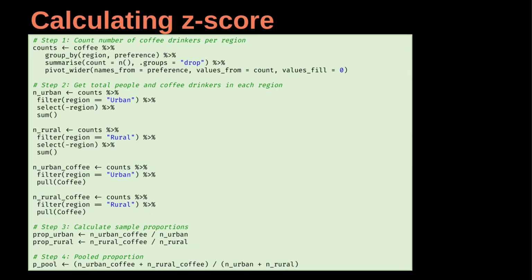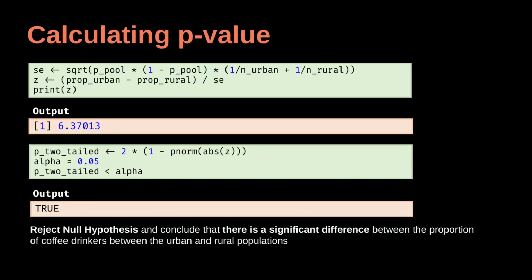With the pooled proportions, we compute the standard error, which tells us how much variation we might expect between the two groups just by chance. Finally, we calculate the z-score. Since this is a two-tailed test, we compute the p-value just as we did before. As we can see, the p-value is less than the significance level of 0.05, and as a result, we reject the null hypothesis and conclude that there's a significant difference between the proportion of coffee drinkers between the urban and rural populations. Now let's look at chi-square tests of independence.